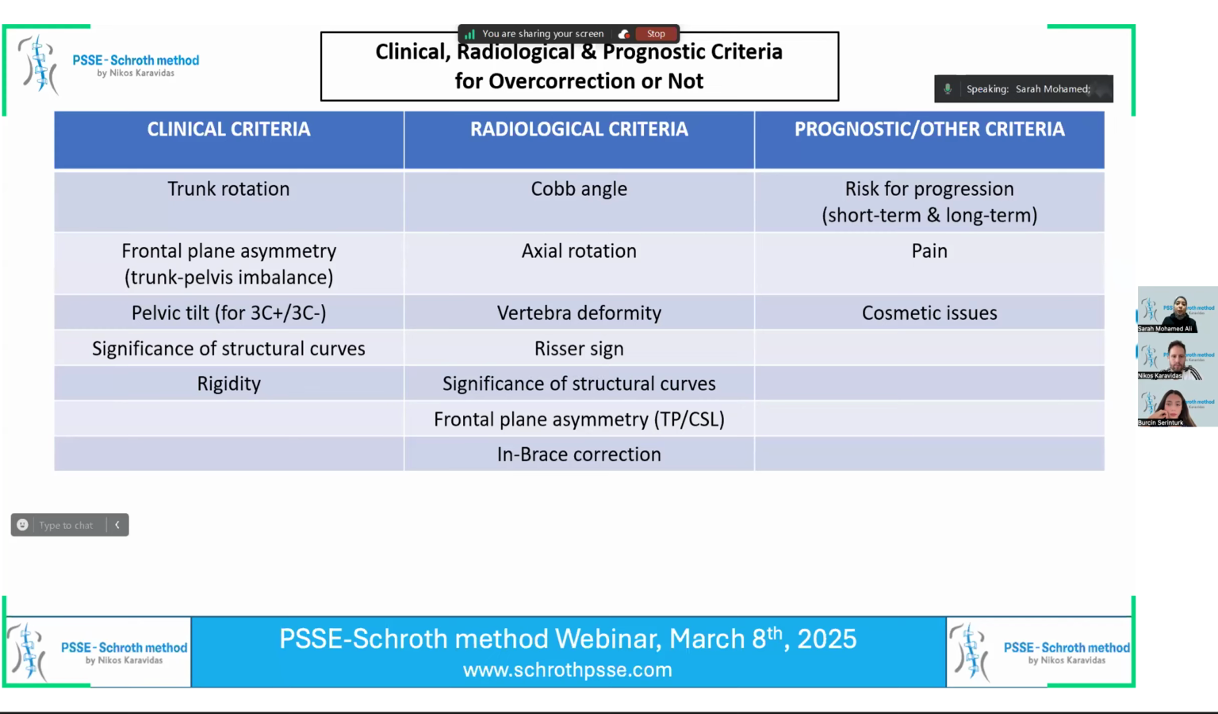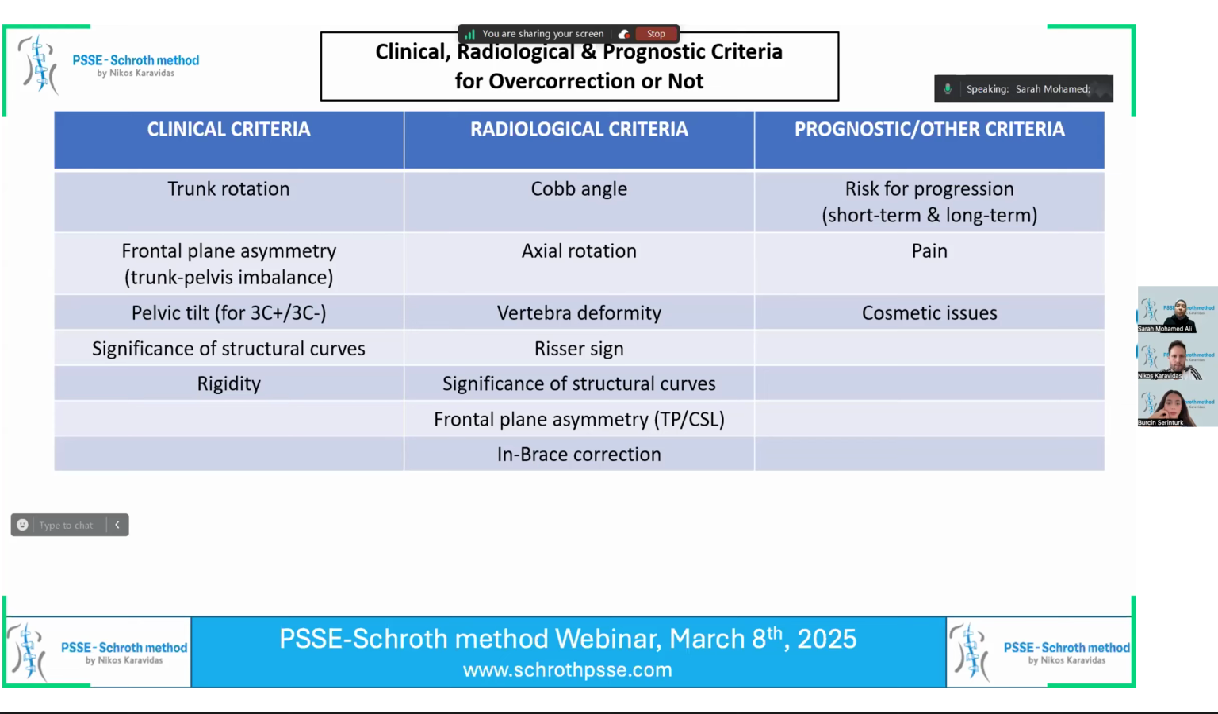The second is the radiological criteria. It depends on the Cobb angle. If my Cobb angle is severe or not, the axial rotation, the vertebra deformity or structural changes on the vertebra, the Risser stage, the frontal plane asymmetry, the transitional point in relation to the central sacral line, the significance of the curves, and the in-brace correction.